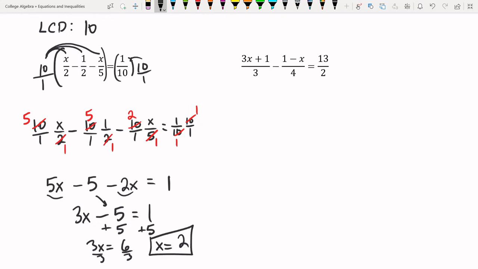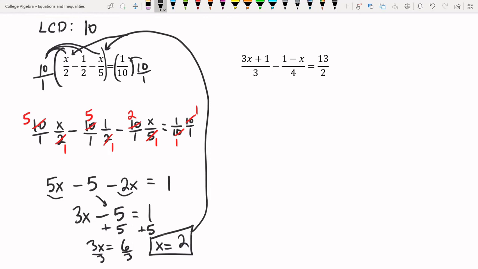X equals 2. This gives us a conditional equation. It's based on the condition that x equals 2. That's what makes this equation true. You can, of course, test this by taking 2 and plugging it into x and seeing what you get. You should get 1/10.